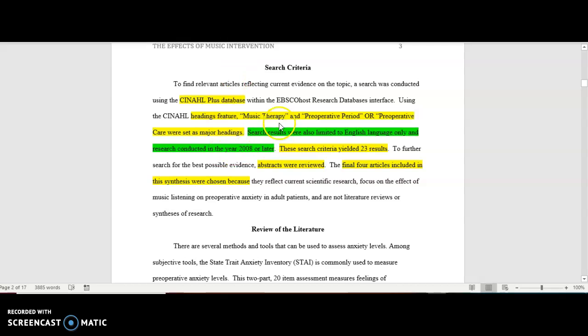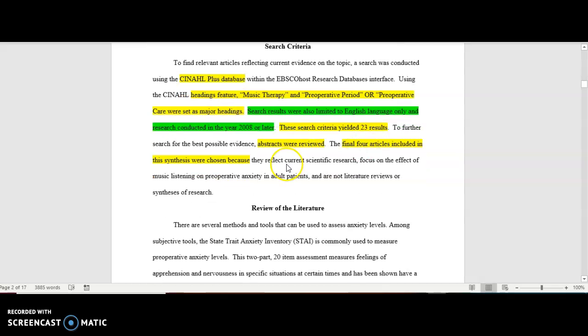And when they put those major headings in and those limitations, they got 23 results. They then reviewed the abstract and they chose 4 final articles. Now remember that you're going to write this up twice because you have to use two databases, but it's going to look very similar to this. And what I would expect is one paragraph on one database and another paragraph on the second database.